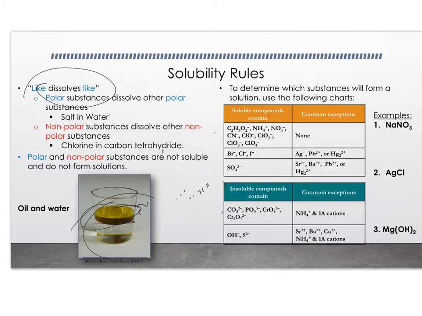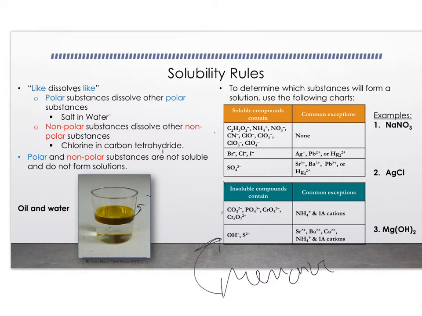There's also solubility rules that we can follow, and as a pre-AP class, you are responsible for memorizing these solubility rules. You need to memorize this chart, and it's going to take a while because you have to get used to how to read it. So for example, if I'm trying to determine the solubility of NaNO3, that's your sodium nitrate, I would look at this chart that I have. So this first section here is the soluble compounds will contain these different types of ions, and then the exceptions to that.